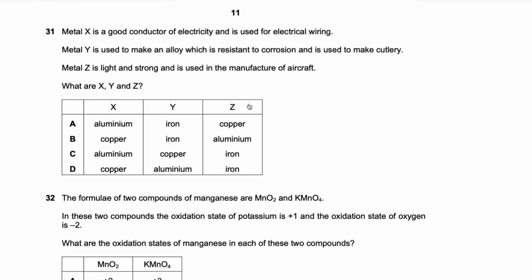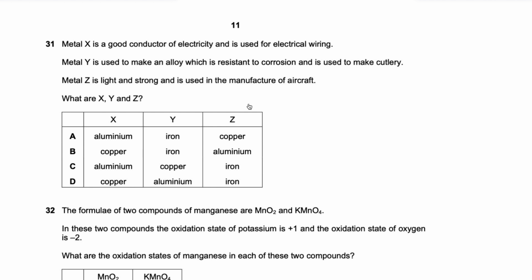Now let's move to question 31. Question 31 says, metal X is a good conductor of electricity and is used for electrical wiring. Okay, like copper, aluminum, all those ones, right? Metal Y is used to make an alloy which is resistant to corrosion and is used to make cutlery. Like iron, right? Iron, steel, and so on.